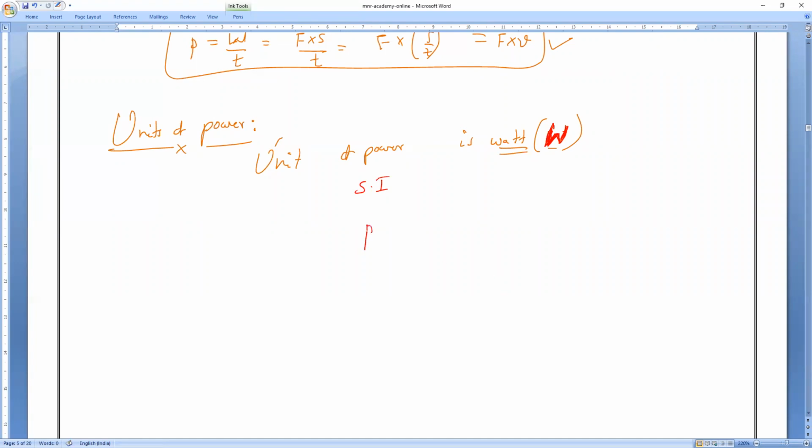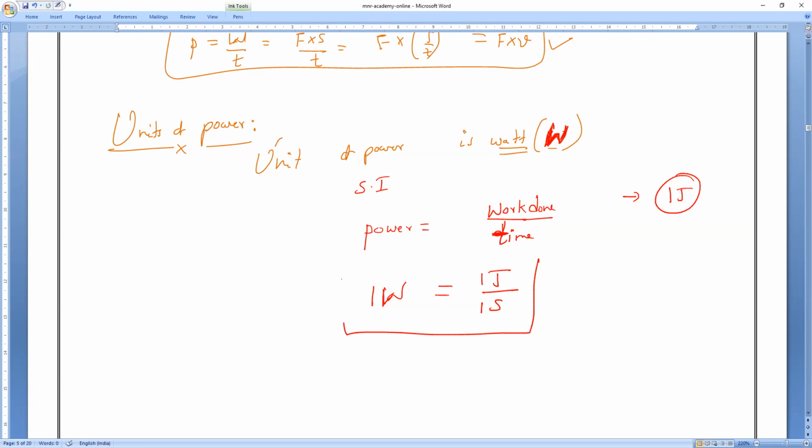Now, power is equal to work done by time taken, we all know. I'll say power is equal to 1 watt. So power equal to 1 watt means what is the work done unit? Joule divided by second. So can I say this as 1 joule per 1 second? Am I right or wrong?